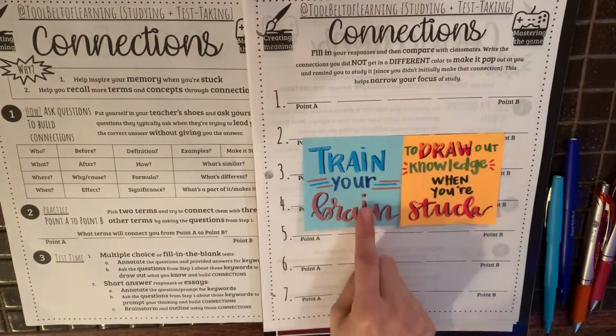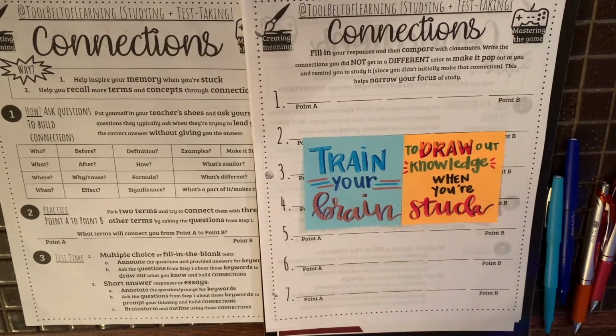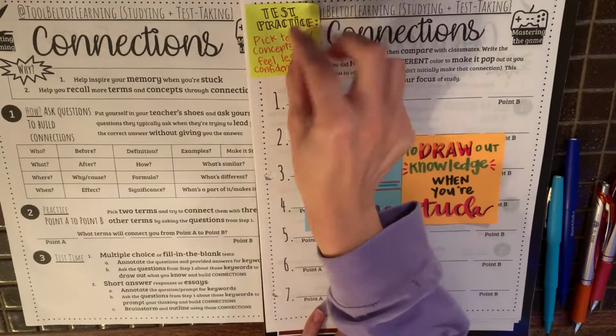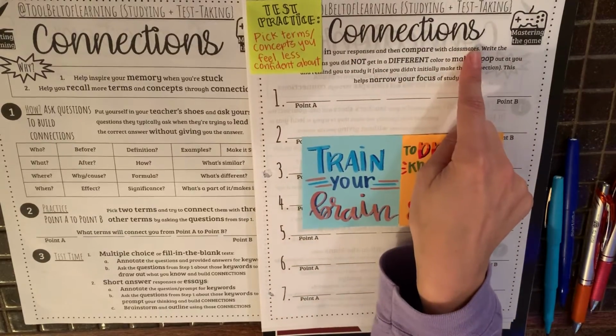This is Connections, how to train your brain to draw out knowledge when you're stuck. So often on a test, we'll see a term or a concept and we blank. And so what this does is helps you practice that ahead of time. So you're going to create test practice by selecting terms you feel less confident about to draw connections out from.